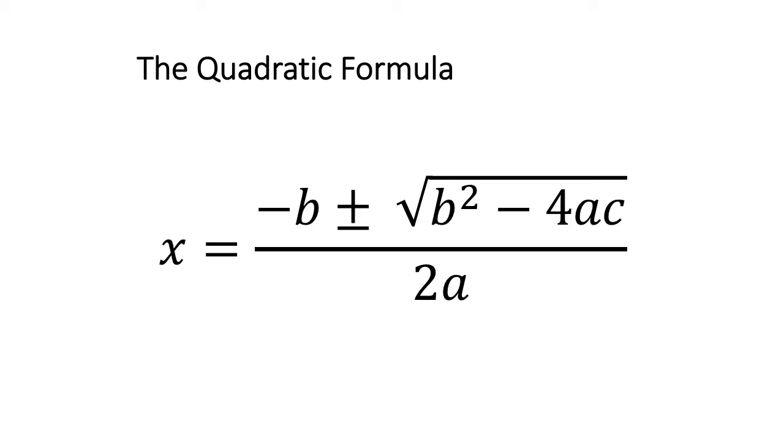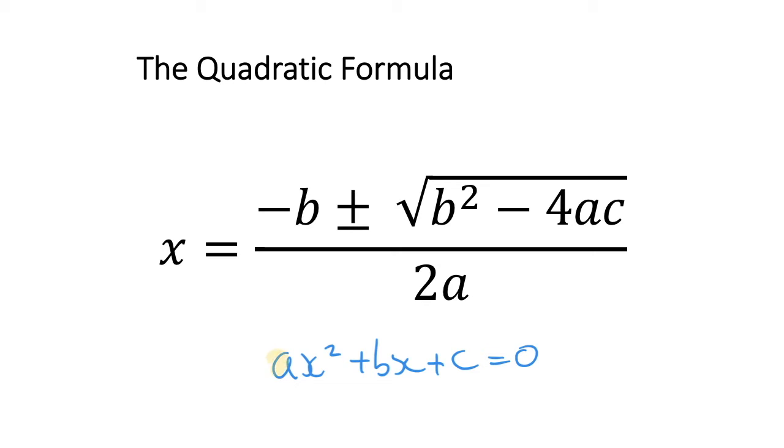So to be able to use the quadratic formula, what you need is to be able to identify your a, b, and c values from the original equation. Remember, the standard form of a quadratic equation is ax squared plus bx plus c is equal to 0. You apply that standard form to the equation in your question to identify what your a, b, and c values are.